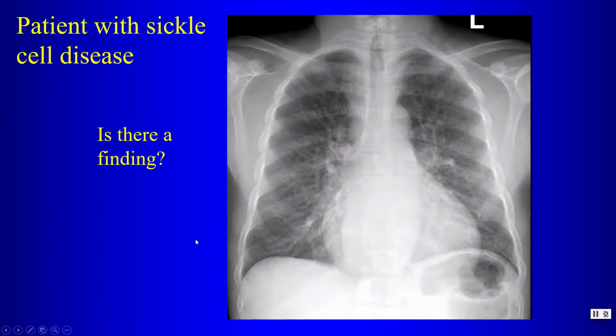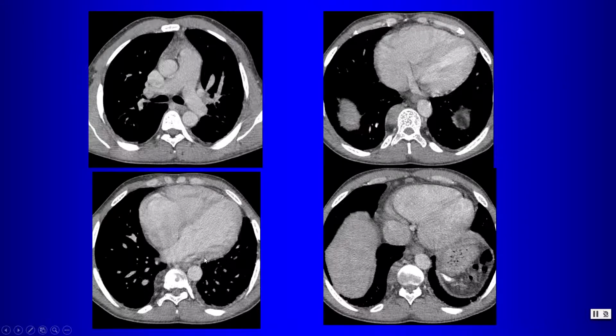So here's a patient with sickle cell disease, and we ask the question, is there a finding? Well, if we look carefully here, the right paraspinal line here is bulging a little bit there behind the right heart border, and then we can see on CT that there is a posterior mediastinal mass in this patient with sickle cell disease. Other findings here, heart's a little bit on the big side. Also notice the small calcified spleen. This patient has had autosplenectomy as a result of the sickle cell.